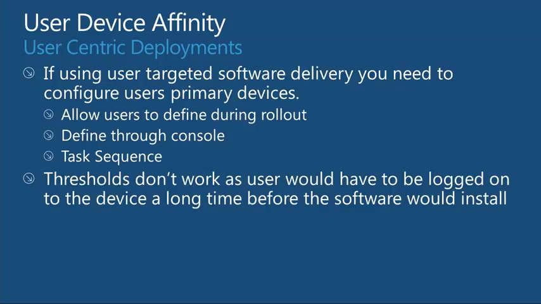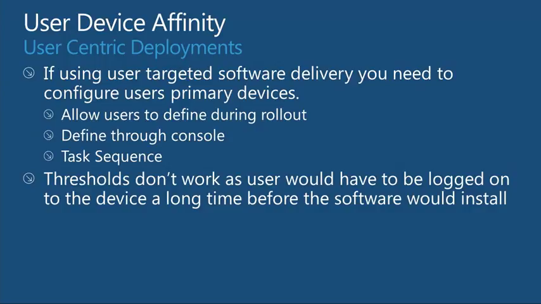So that's one option. You can also define it through the console, so you can go to any machine, any device, right-click on it and go edit primary users, and then you can just start typing in a username, hit enter, and you've added the primary device. The third thing you can do, and I haven't done this, so I can't give you any more detail about it, but apparently you can do it through the task sequence.